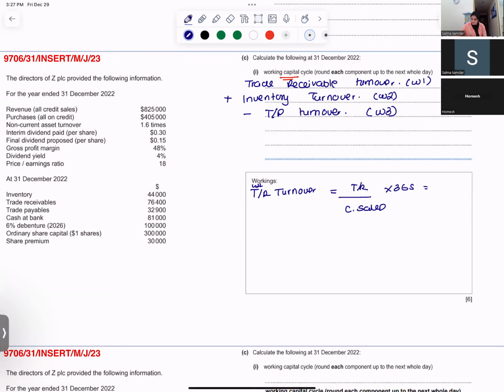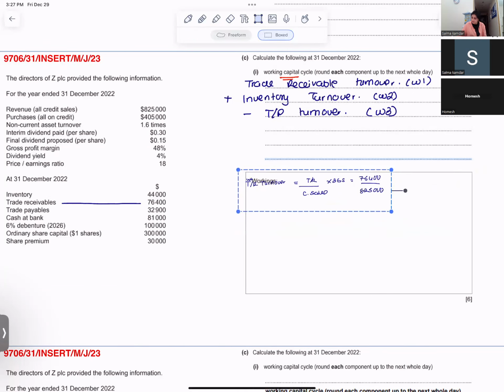What are your trade receivables? 76,400. Credit sales? 825,000. So your trade receivable turnover will become how much? Miss, let me calculate that.